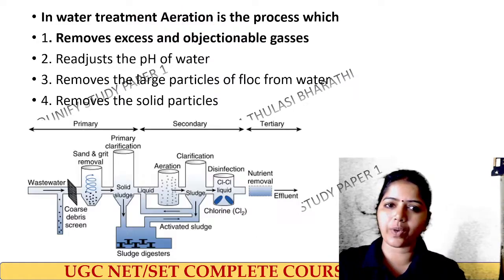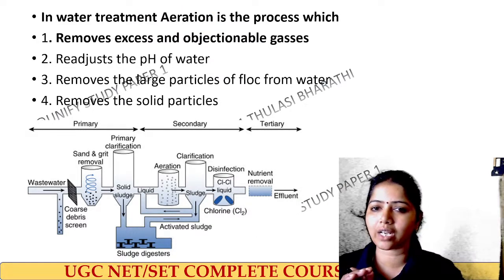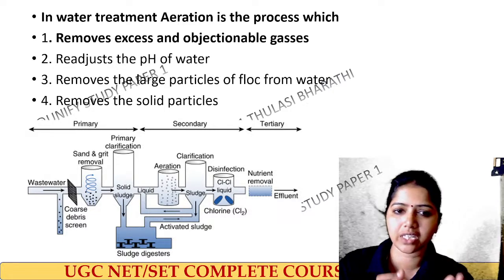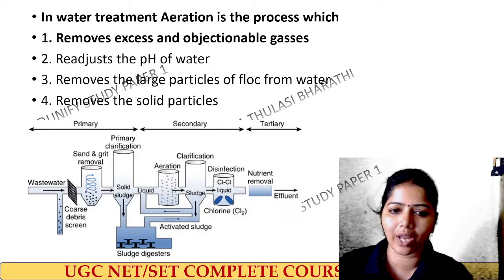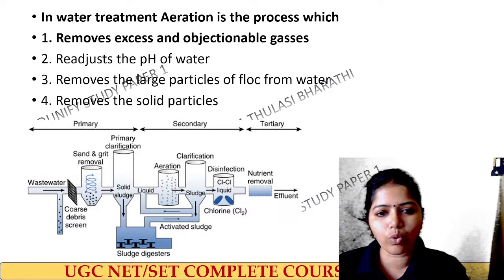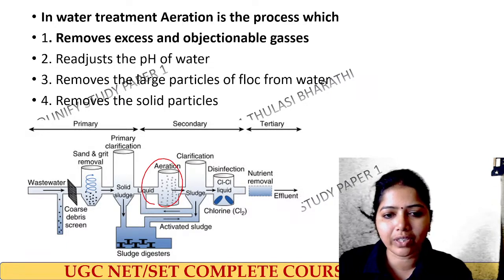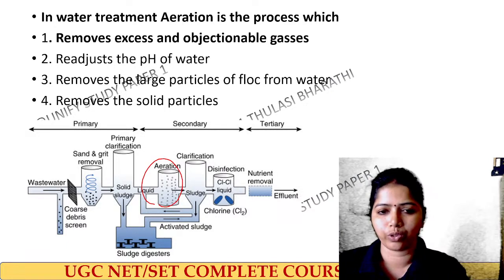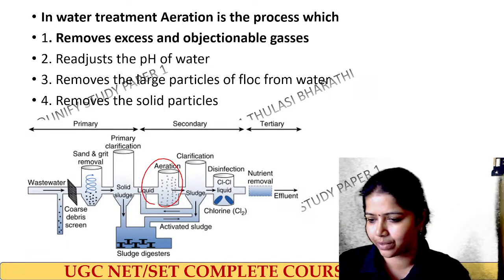The right answer for this question is removing excess and objectionable gases from the wastewater. This is the first stage of aeration. Sand and grit will be removed first, and then in aeration whatever gases are there will be removed. So that is the process of aeration. Right, very good.